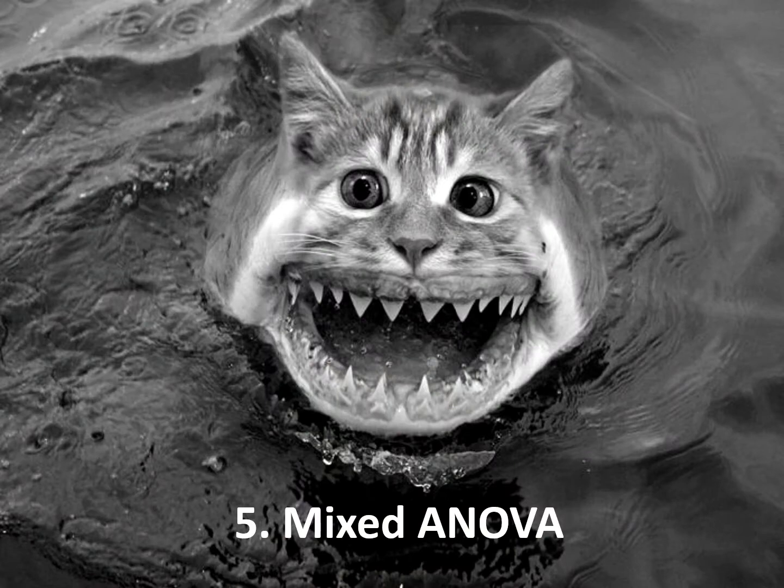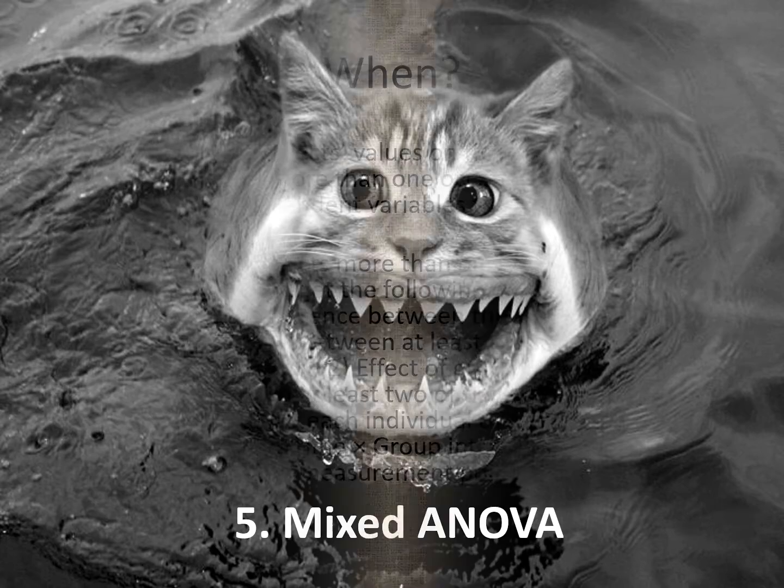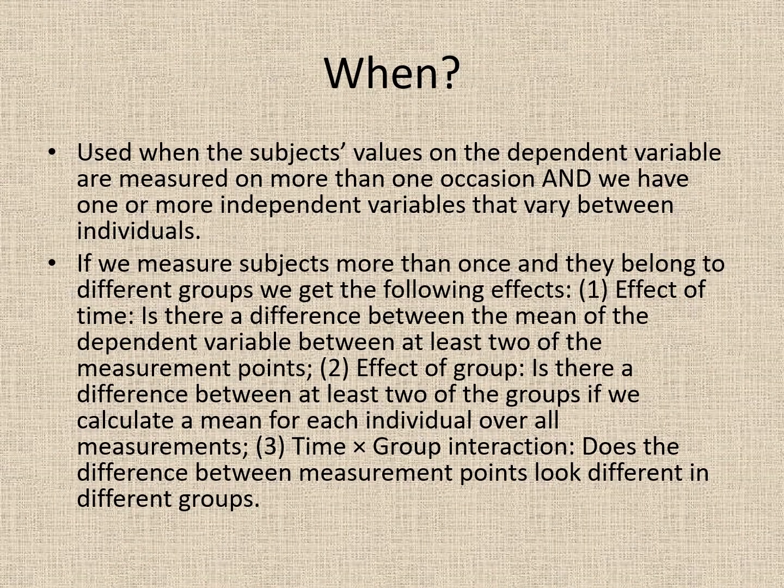So what we get here, if we have 1 between and 1 within. Let's say we have treatment, for instance. We have patients, they get 1 of 2 treatments, treatment A and B, and then we measure them on, let's say, 3 occasions. Baseline, after treatment and 1 follow-up. So what effects do we get? We get 3 effects. The effect of time. Is there a change over time? Is there a difference between at least 2 of the time points?